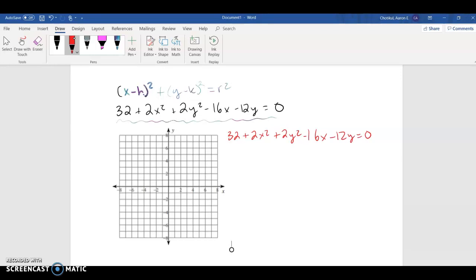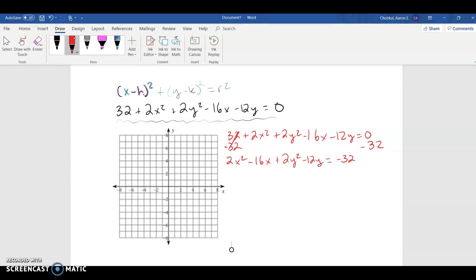The first thing I'm going to do is get all of my constants onto the other side, keep my x's and y's together and group them, and then move the number. So I'm going to move this 32. I'm going to subtract 32. We get 2x squared minus 16x plus 2y squared minus 12y equals negative 32.